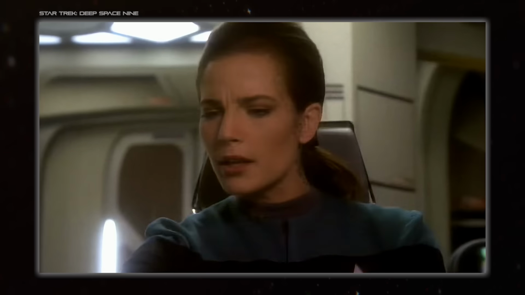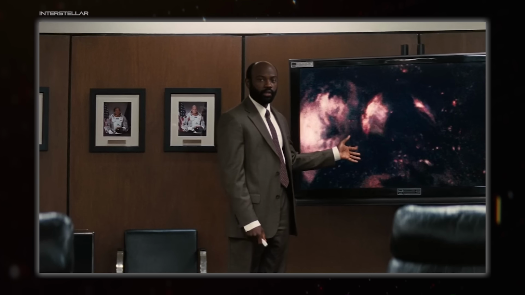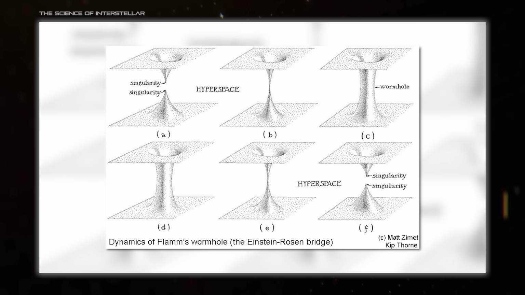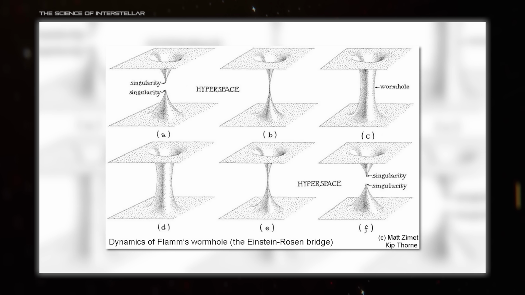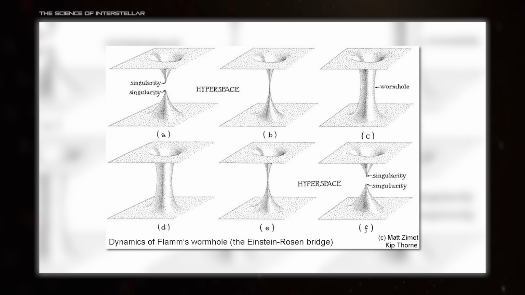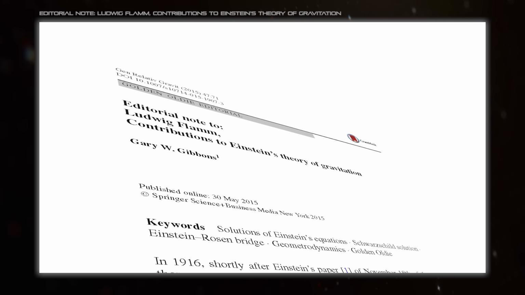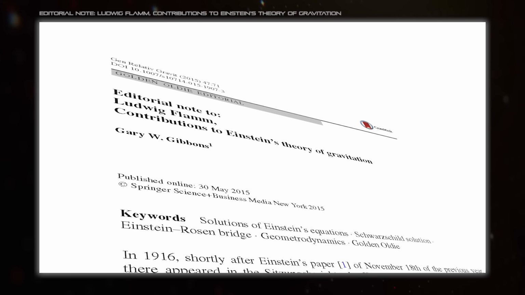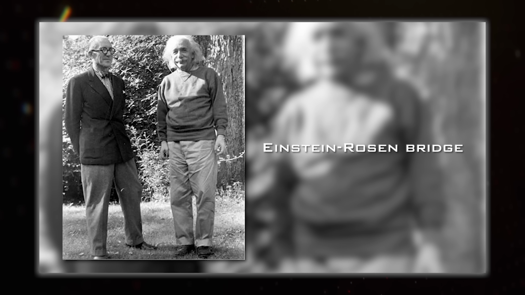Wormholes themselves are hidden inside the physics of black holes and singularities. The extremely complicated maths says that it's possible for two singularities to reach down so far into the fourth dimension that they touch and merge into a wormhole. This solution to Einstein's work was discovered by Ludwig Flamm, but it went unnoticed for 16 years until it was independently discovered again by Einstein and Nathan Rosen, which is where the term Einstein-Rosen bridge comes from.